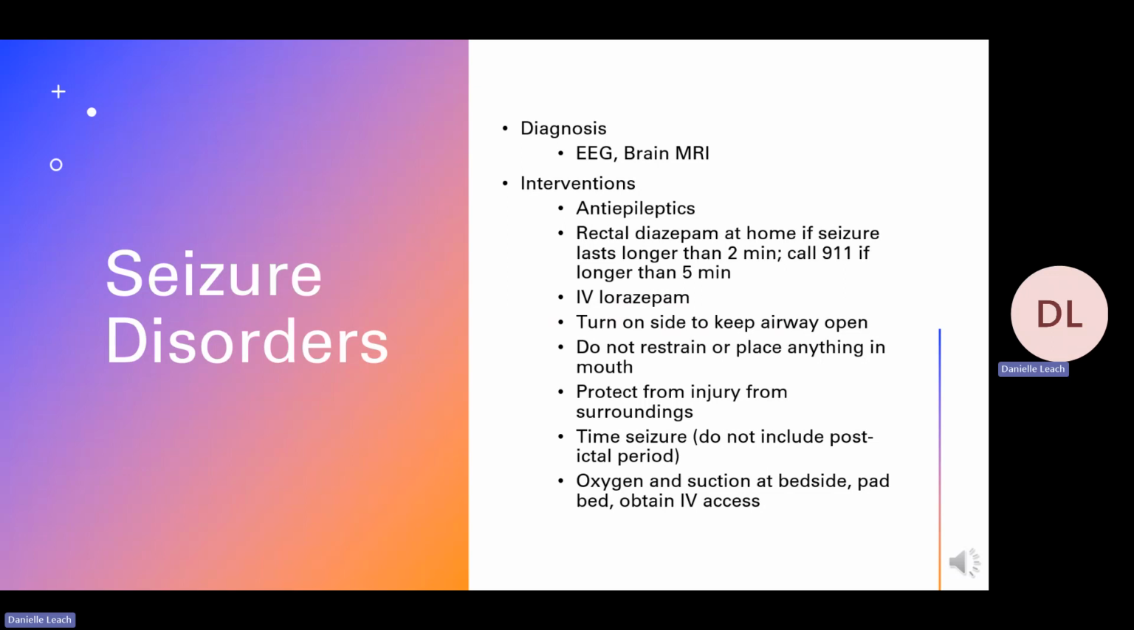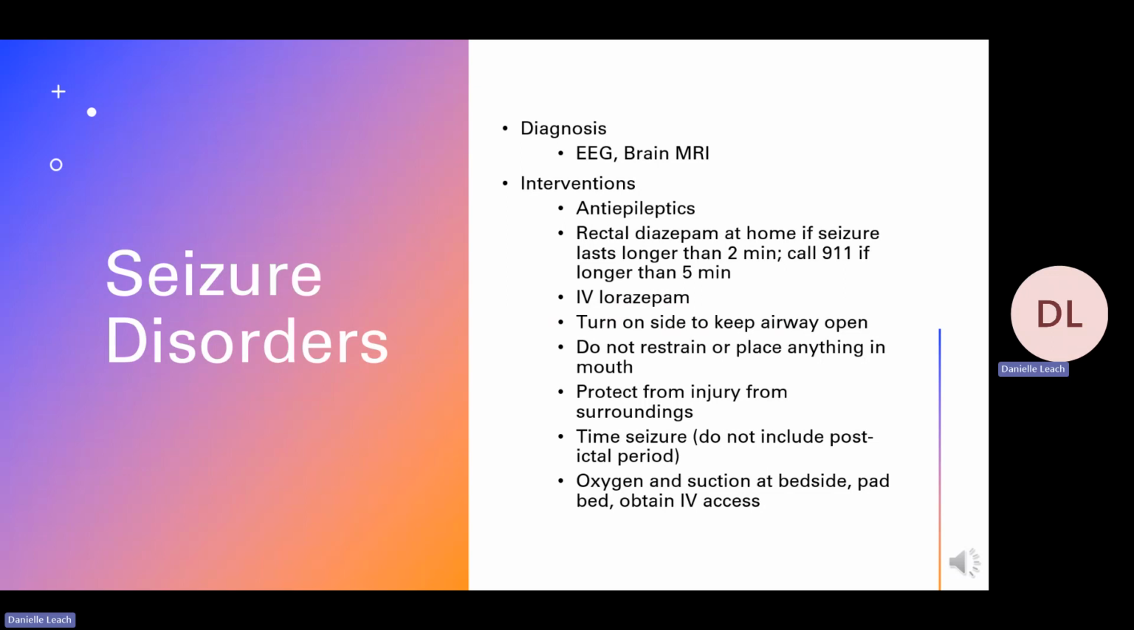If they are in the hospital, we can give IV lorazepam to stop a seizure if a child's having a seizure in the hospital. We also want to do certain safety measures, put them on seizure precautions. So if they're actively having a seizure, we want to turn the patient on their side to keep their airway open. And in case they do vomit, which is common with seizures, that they don't aspirate on their vomit. We don't want to restrain them in any way, and we don't want to place anything in their mouth.